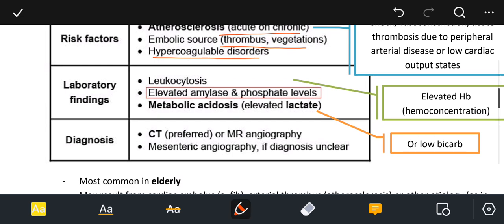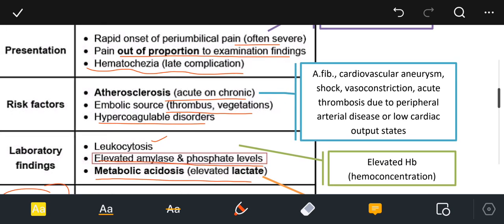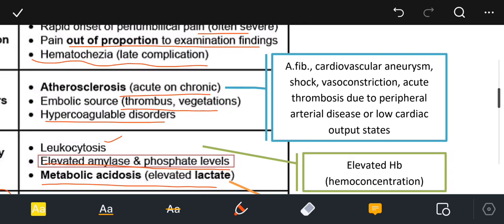The lab findings include leukocytosis, elevated amylase and phosphate levels, metabolic acidosis, and elevated lactate. The diagnosis is made with a CT, which is preferred, or MR angiography, and mesenteric angiography if diagnosis is unclear. So atherosclerosis is a risk factor because atrial fibrillation, aortic aneurysm, shock, vasoconstriction, acute thrombosis due to peripheral arterial disease, or low cardiac output states, all of these things can lead to mesenteric ischemia formation.